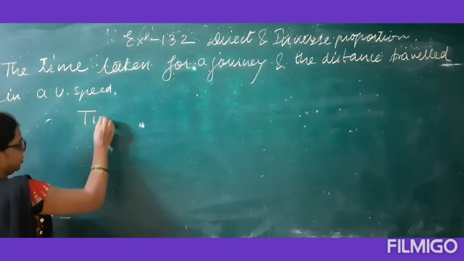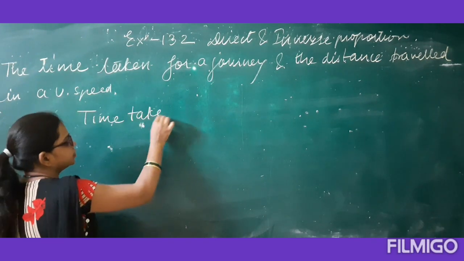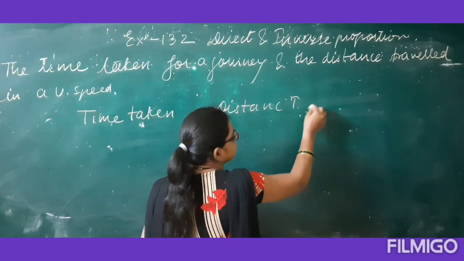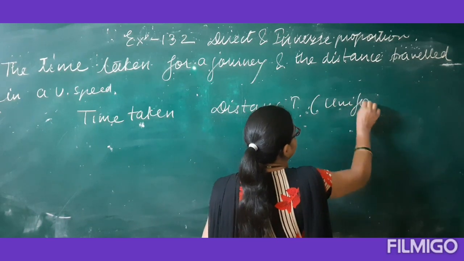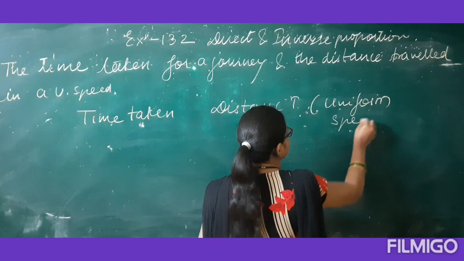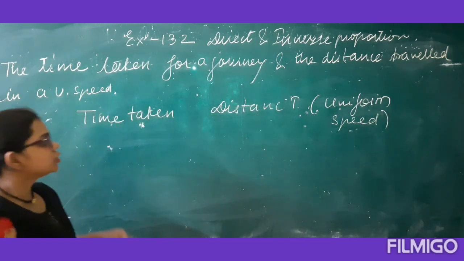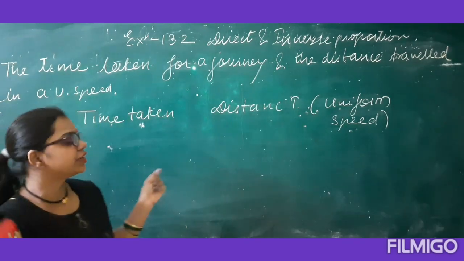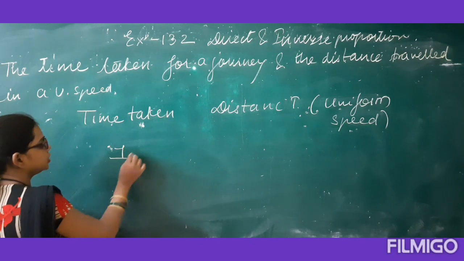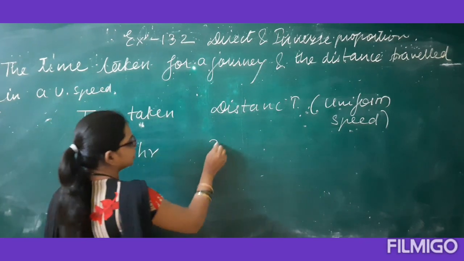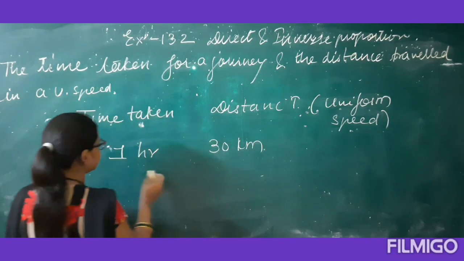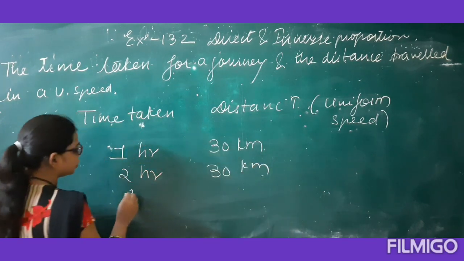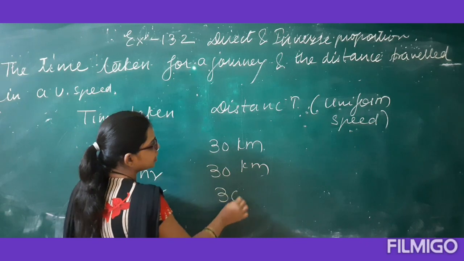So here it is talking about the time taken for a journey and the distance travelled, but the condition is there, it is for uniform speed. Okay, so uniform speed means at the same speed, एक ही गति पे बोलते हैं ना. Like if it is traveling 30 kilometer in 1 hour, in the second hour also it will travel how much? 30 kilometer. In the third hour also it will travel how much? It will cover the distance 30 kilometer.